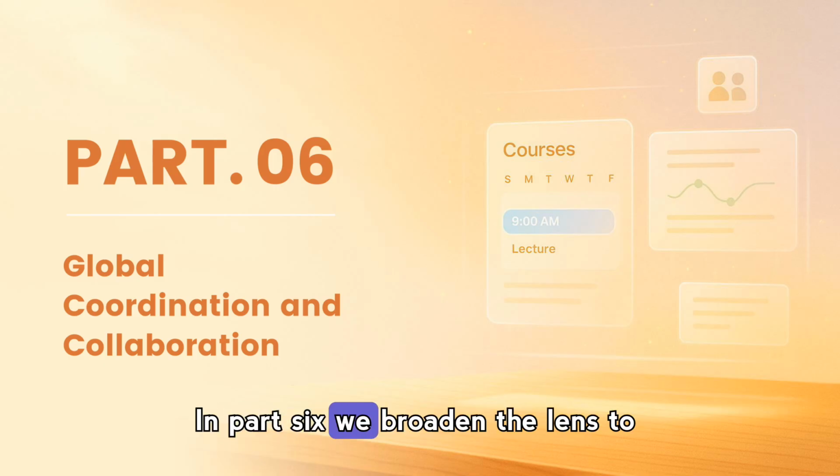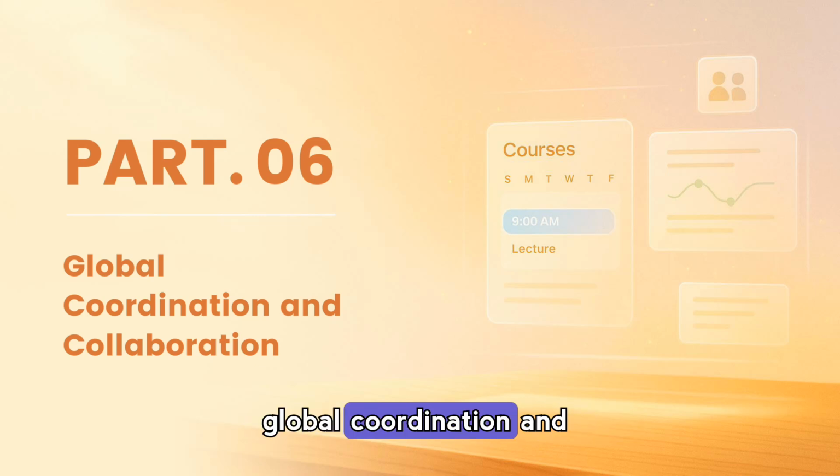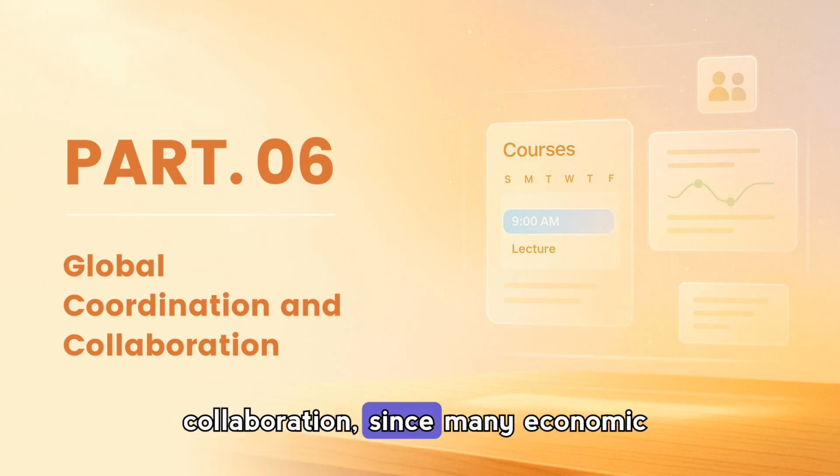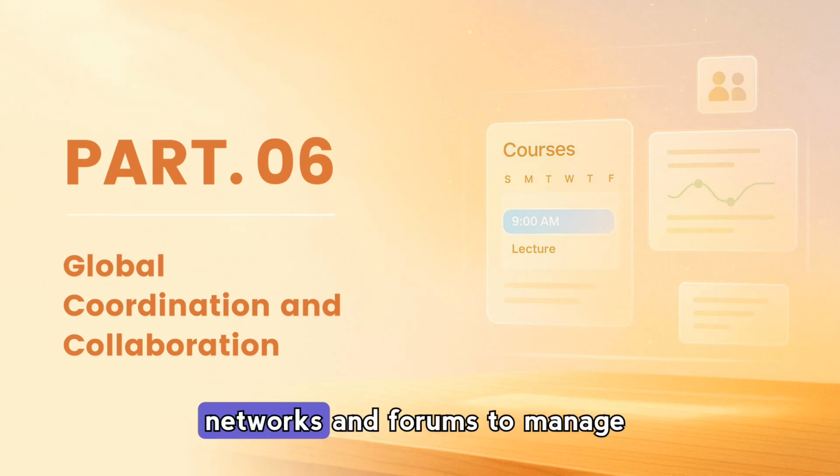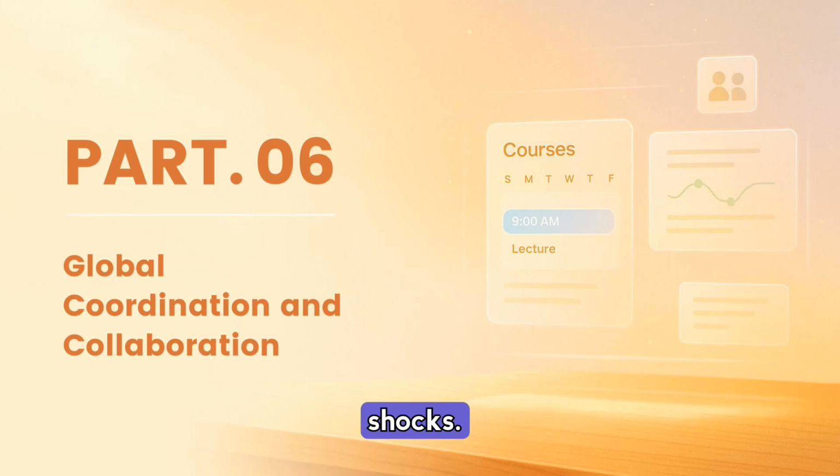In Part 6, we broaden the lens to global coordination and collaboration. Since many economic challenges cross borders, central banks work together through networks and forums to manage spillovers, share knowledge, and coordinate responses during global shocks.